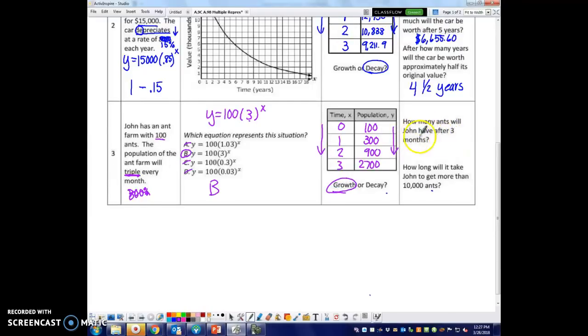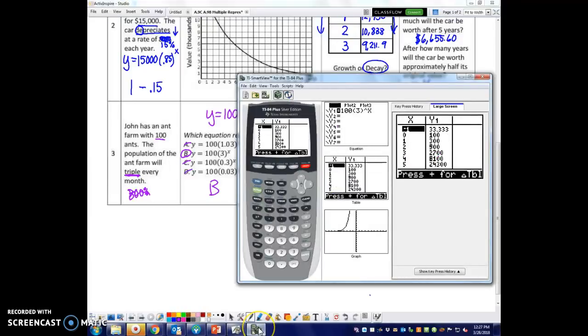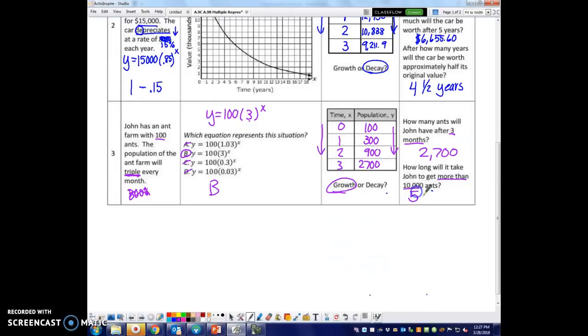How many ants will John have after 3 months? Well, we have it right here. 2,700. That's a lot. How long will it take for John to get more than 10,000 ants? Okay, so we want this to be more than 10,000, or this side. So is 4 months more than 10,000? No. 5 months is definitely more. So 5 months to have more than 10,000 ants. Okay. So this is basically what we're going to be doing. So flip over to the back side.